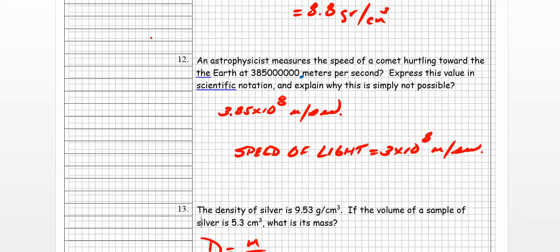The speed of light is the fastest thing in the universe, and so no meteor or asteroid or anything else can go 3.85 times 10 to the 8th meters per second. Okay? So that's that. Number 12. Let's go to number 13.